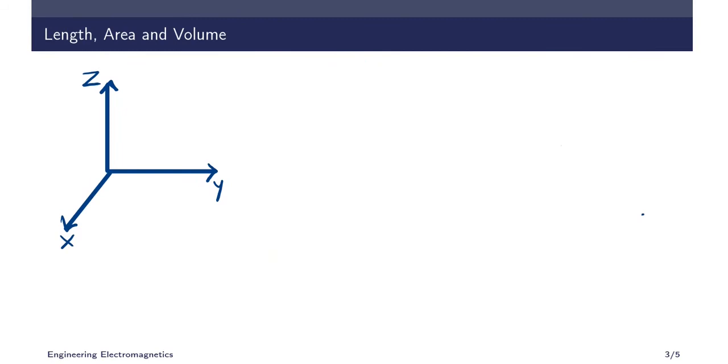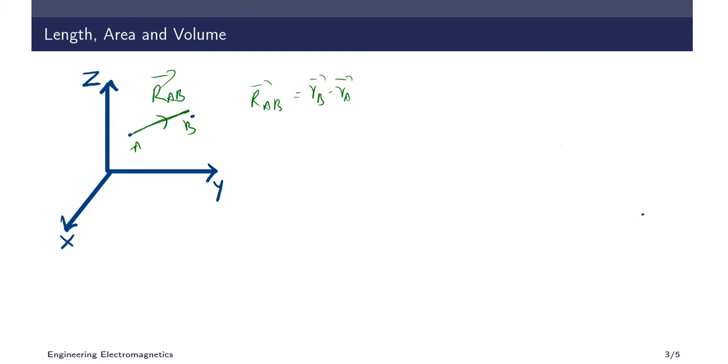So regarding length, area and volume, in a Cartesian coordinate system with x, y, z axis, if one point a is there, and another point b is there, then the vector joining a and b is represented as vector rab. So vector rab is nothing but vector rb minus vector ra. So this we have studied. Now this is about the length vector or distance vector.